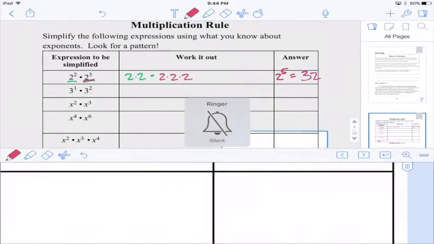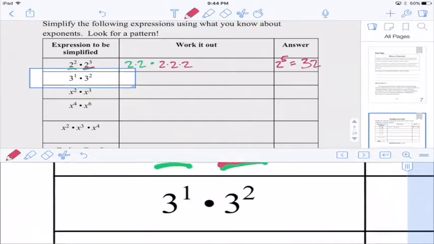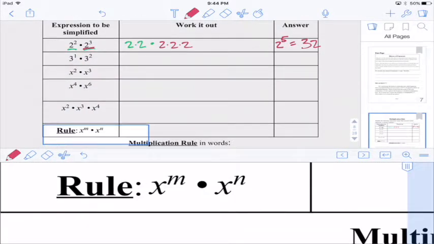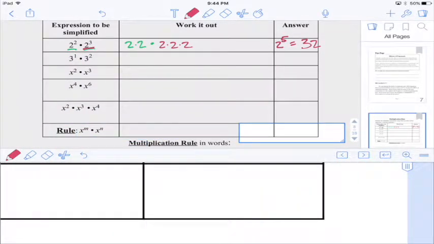What I want you to do right now is to fill out this whole table and see if you can discover this rule on your own. So pause this and do as much as you can.